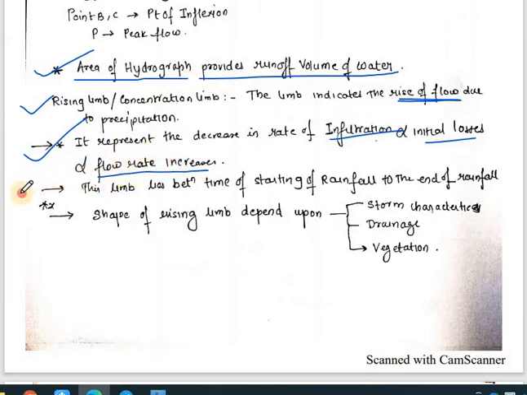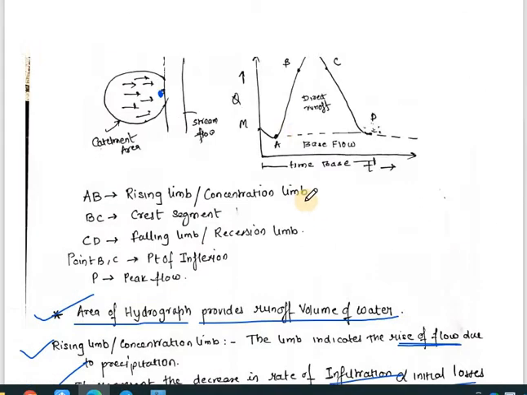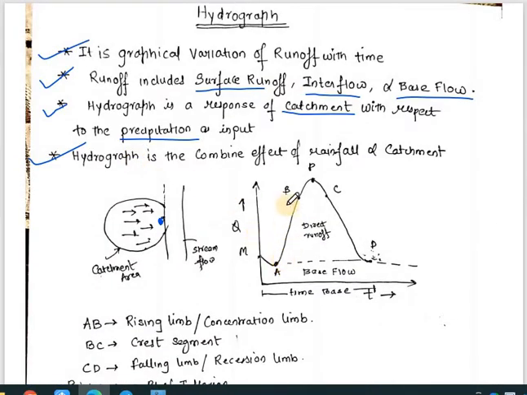Okay, after that, the limb lies between the time of starting of rainfall to the end of the rainfall. This is a very important point. AB represents a line from where your rainfall has started; the A point represents where the rainfall has started, and the B point represents when your rainfall has ended. Most of you must be thinking that the rainfall will be ending at point P, but that is not the case.